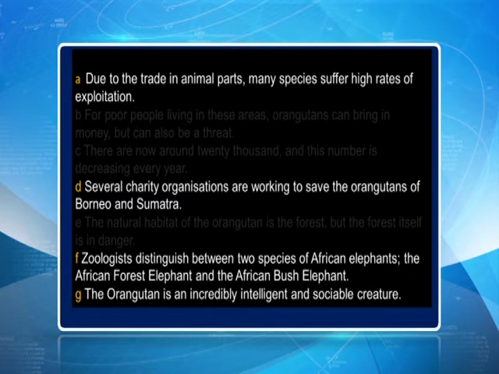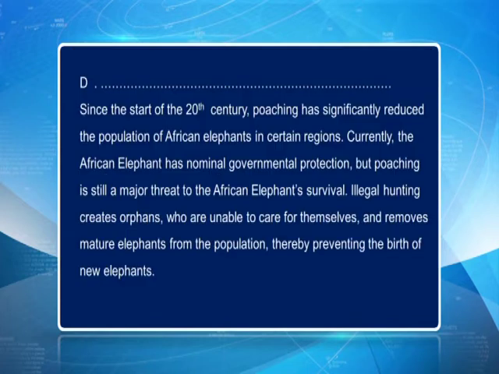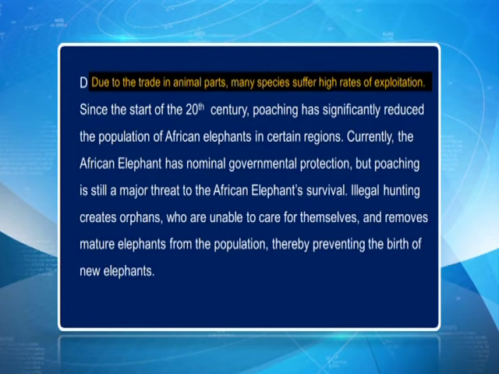How about the first one? Due to the trade in animal parts, many species suffer high rates of exploitation, that is, using and profiting from these animals. This could be our best choice. So, if we look at the paragraph again, due to the trade in animal parts, many species suffer higher rates of exploitation. And here we talk about killing elephants and removing mature elephants from a population and preventing the birth of new elephants. So this matches our paragraph well.